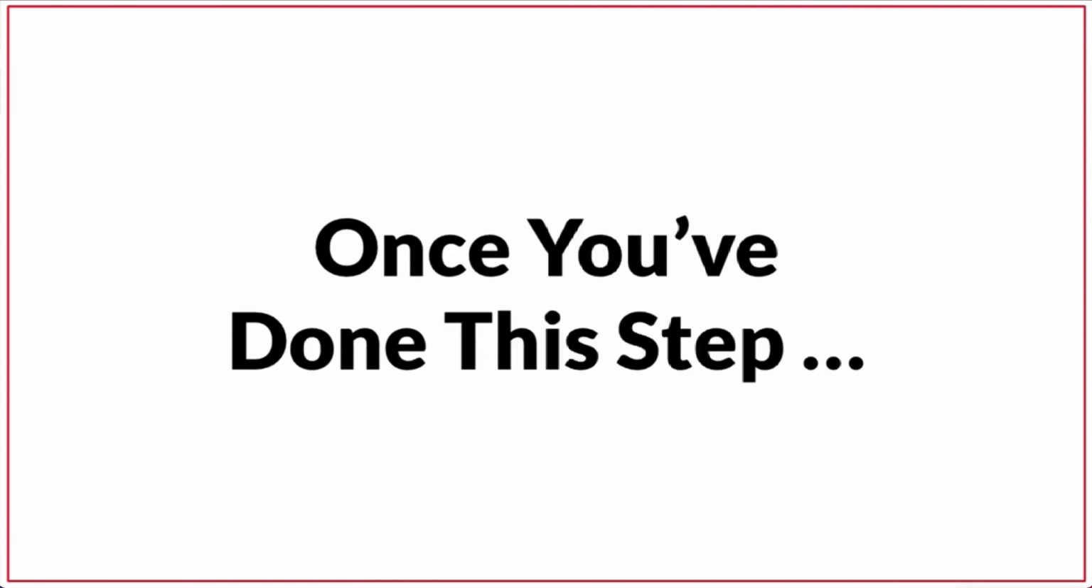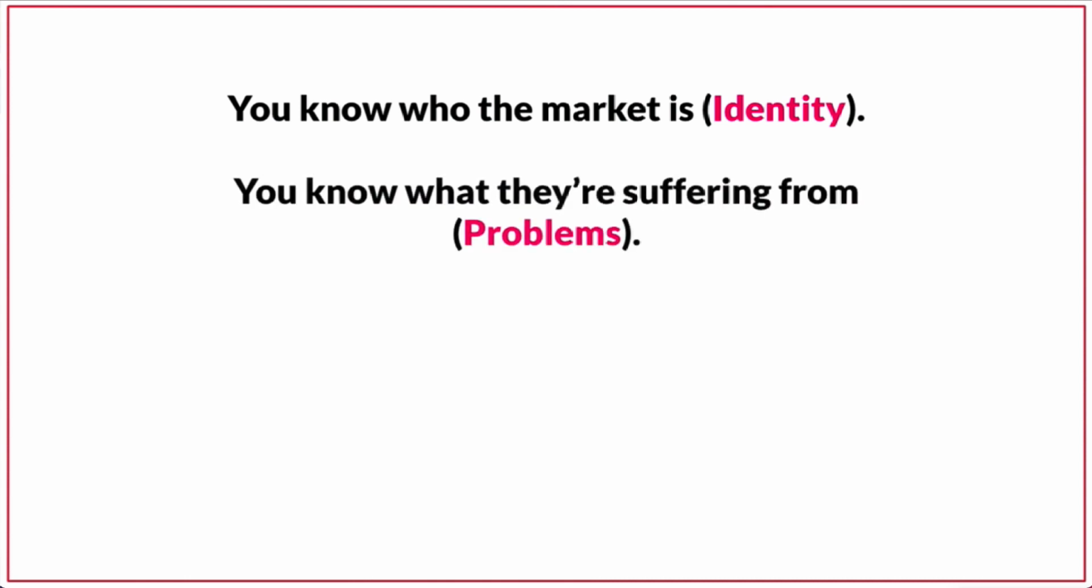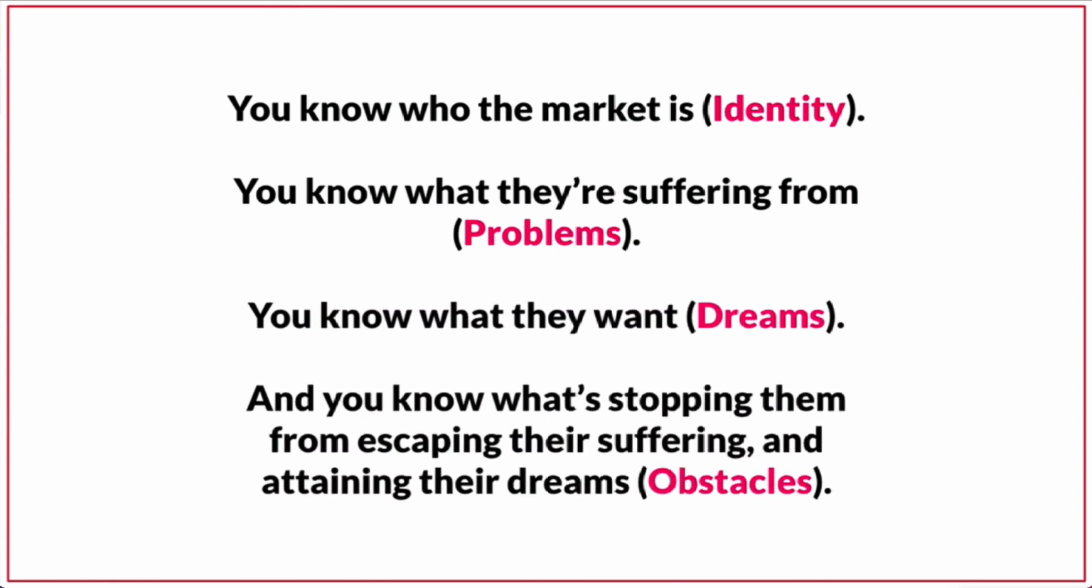Okay, once you have done this step with obstacles, that means you know who the market is, their identity. You know what they're suffering from, their problems. You know what they want, their dreams. And you know what's stopping them from escaping their suffering and attaining their dreams. That's the obstacle. So you've got your IPDO here.